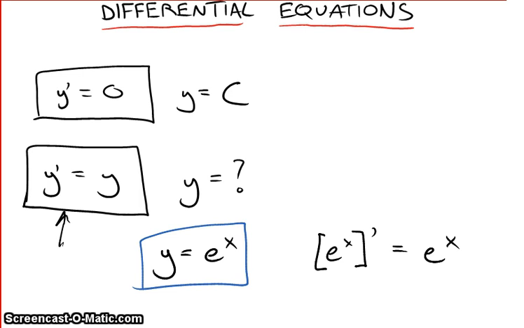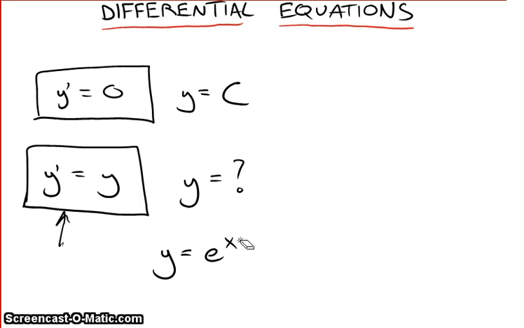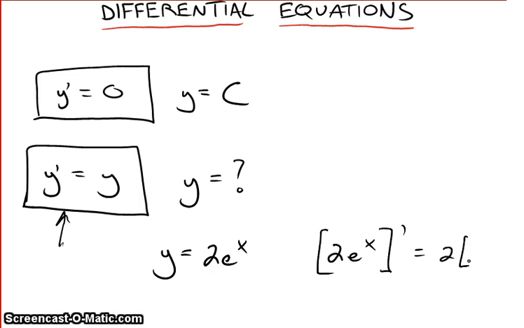But it's not the only solution, because we could say that y is 2e to the x. What is the derivative of 2e to the x? If we take the derivative, well, that 2 is just going to come out, and we're left with 2 multiplied by the derivative of e to the x, which just gets us right back to where we started, 2e to the x. So this is also a solution. 3e to the x is also a solution, because when we take the derivative, we get 3e to the x. You could stick any number in front of here.